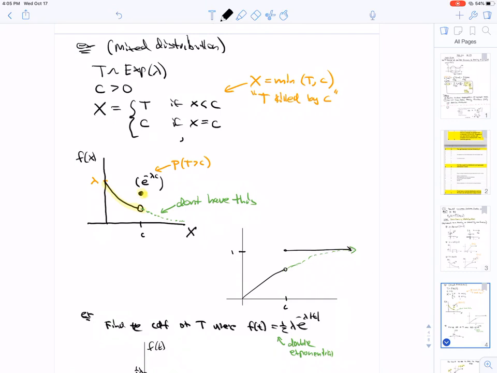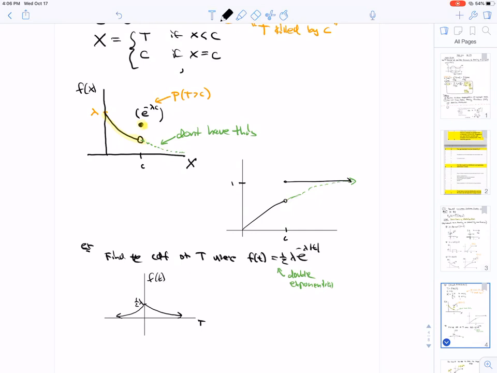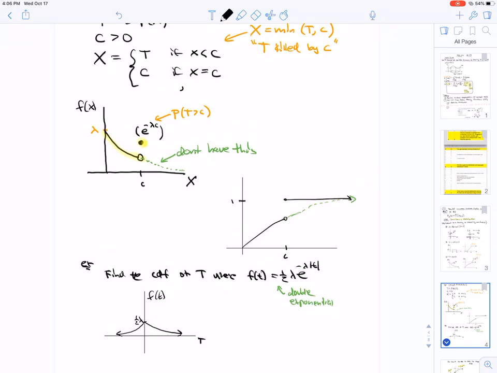I've written the density for T. What I've shown in green here is if I were to continue just the density for the exponential, but T is killed by c, which means that at c, whatever leftover probability there is, which in this case turns out to be e to the minus lambda c, all goes into a mass function. So this is part continuous, part discrete, and the CDF now has a jump in it. The CDF is the same CDF that you get for T up to c, but after c there's a jump, and the gap here is exactly e to the minus lambda c.